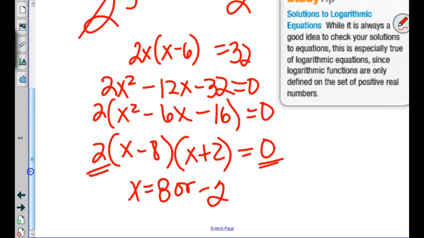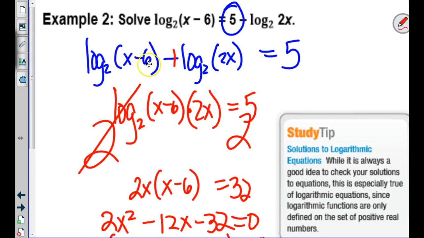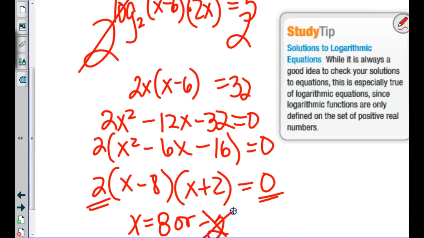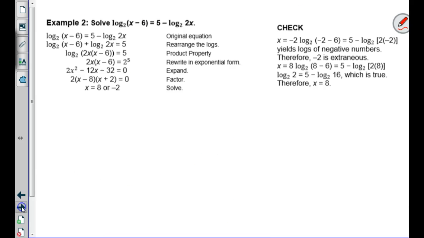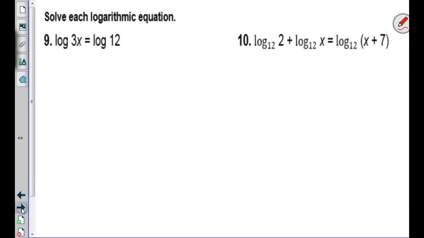But we have to be super careful, because can you take the log of a negative number? No, so I can't put a negative 2 back in. Is 8 even okay? 8 minus 6 is still positive, right? And over here, 2 times 8 is positive. So is that what your worksheet had? X equals 8? All right, sorry. Thank you for fixing me.